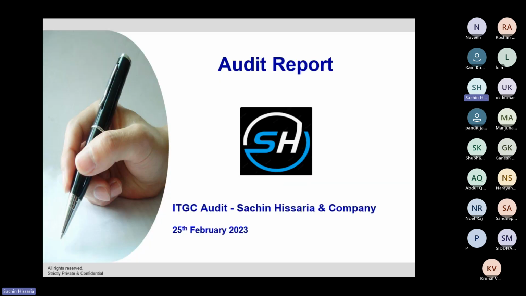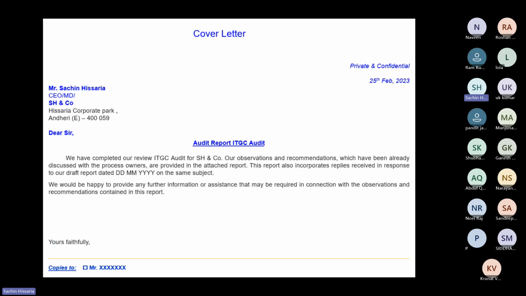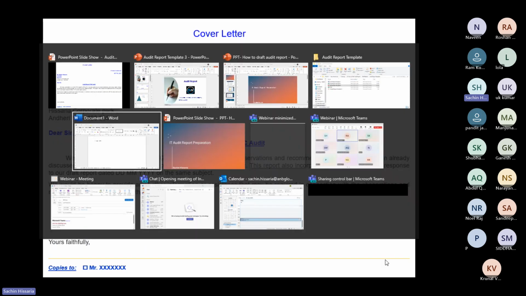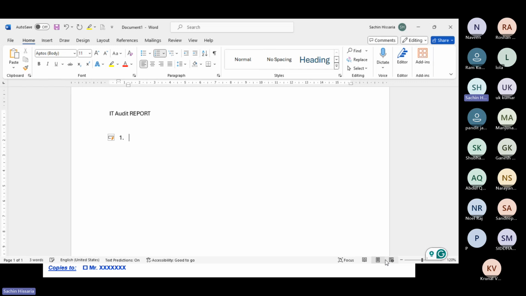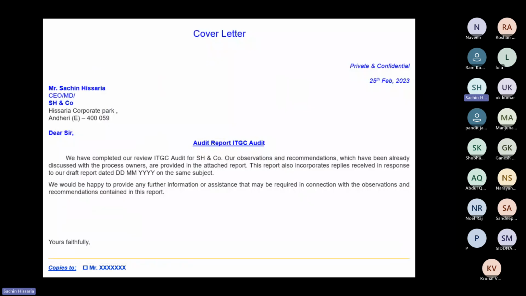Now, any report you will see, guys, it will start with the cover letter. What is the first thing you will see in the report? First is a cover letter. So we are preparing a cover letter so that we can address the management. For example, here I have done this particular audit for SHN company, so I will prepare one cover letter. This cover letter will be addressed to someone from the higher management only. We are addressing this report to him, and we are stating that we have completed this review.